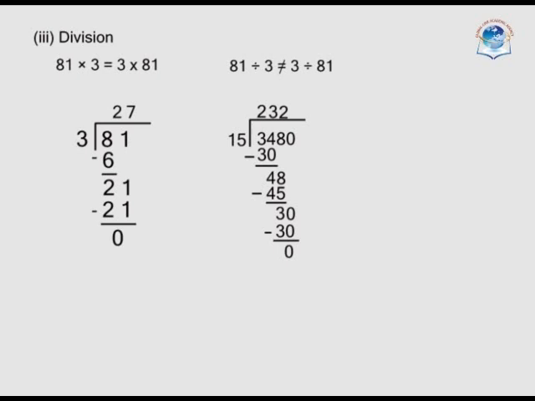Sometimes in this operation, the divisor may not divide into the dividend completely. The remainder is written alongside the quotient. For example, 263 divided by 5.